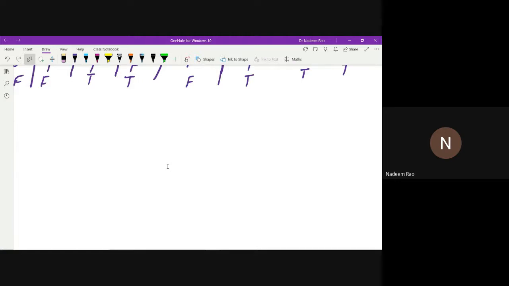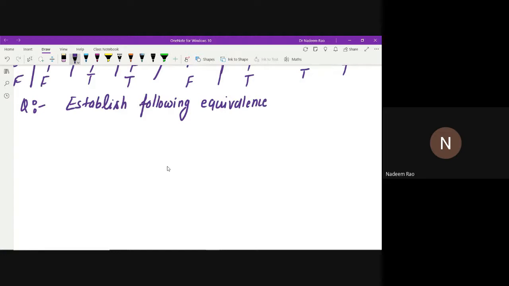Now the next question is another one that we will discuss. Establish the following equivalence using truth table.